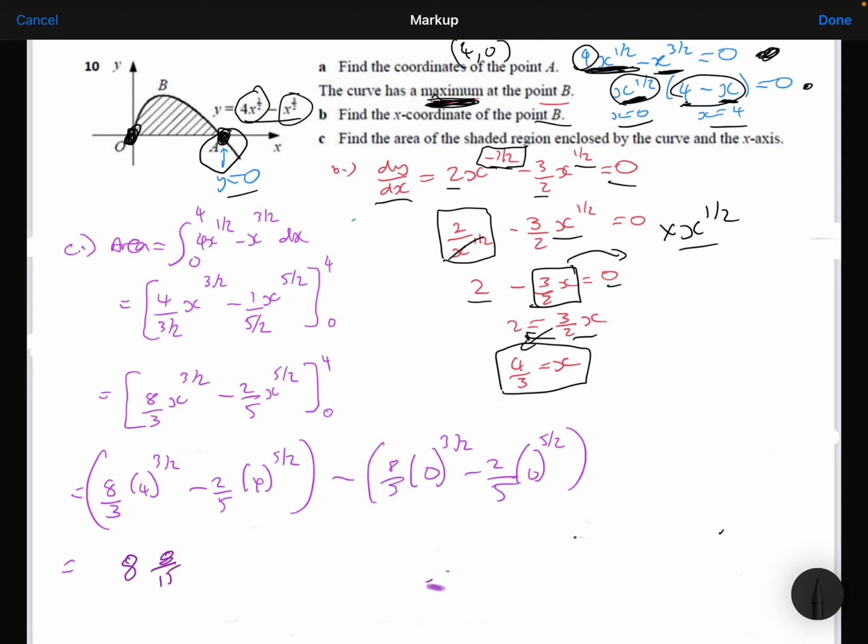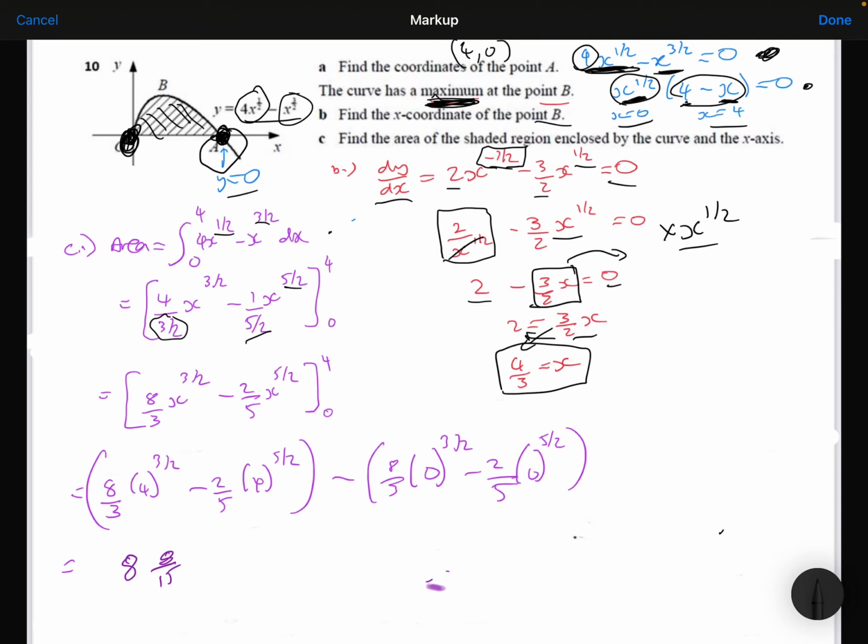And then finally for part C, working out the area of this shaded region. So I'm going to integrate my curve between the limits of 0 and 4. So that's this line here. To integrate, we raise the power. So we add 1 to the half to get 3 over 2 and divide by the new power. Similarly, I add 1 to the 3 over 2 here. So I get 5 over 2 and divide by the new power.